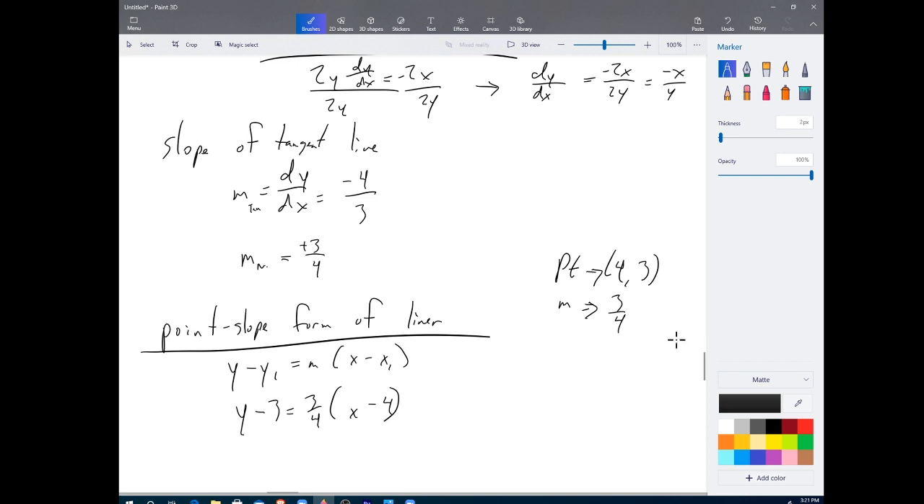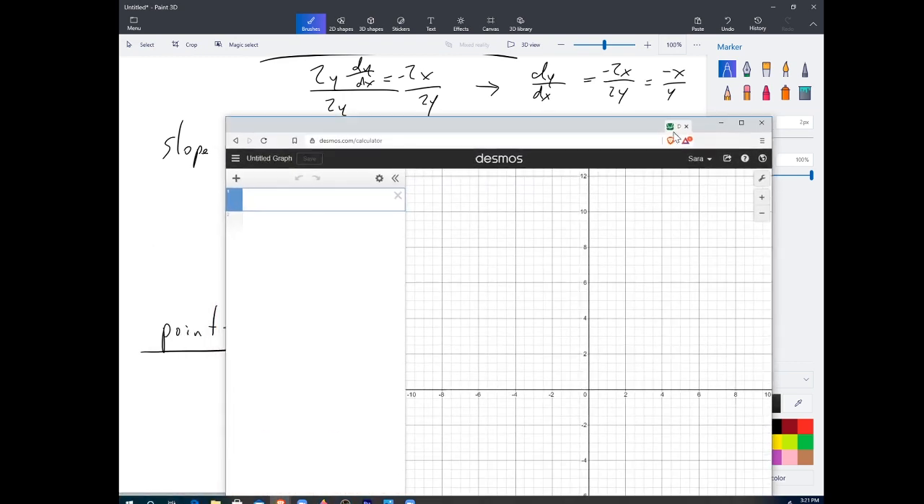So I want to show you what this looks like, show you why it works. We're going to go ahead, I'm going to open up Desmos, and we'll put the equation, the tangent line, and the normal line all on there.